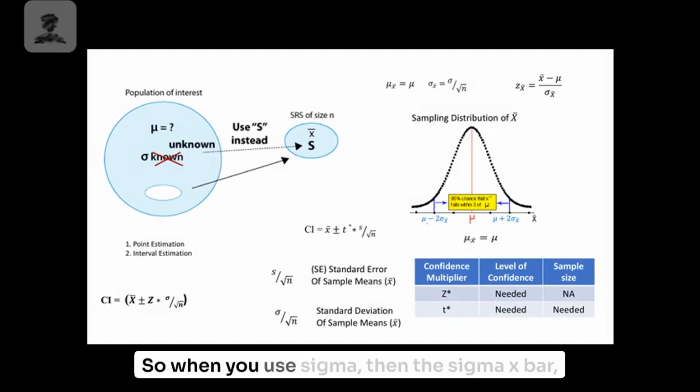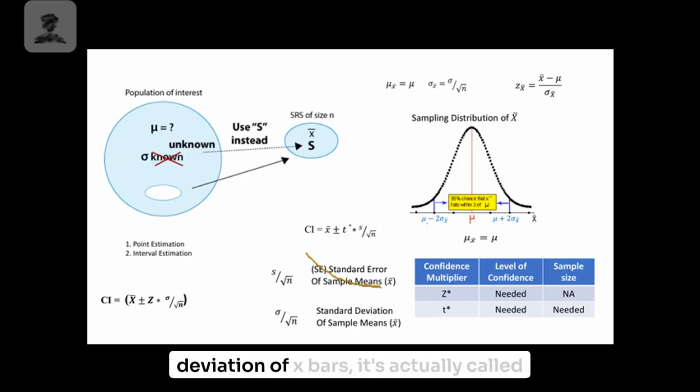So when you use sigma, then the sigma x bar, which is calculated by sigma over square root of n, is called the standard deviation of sample means. Standard deviation of sample means in a sampling distribution, that's what it is. But the moment you change the sigma to s, then this is no more called the standard deviation of x bars.